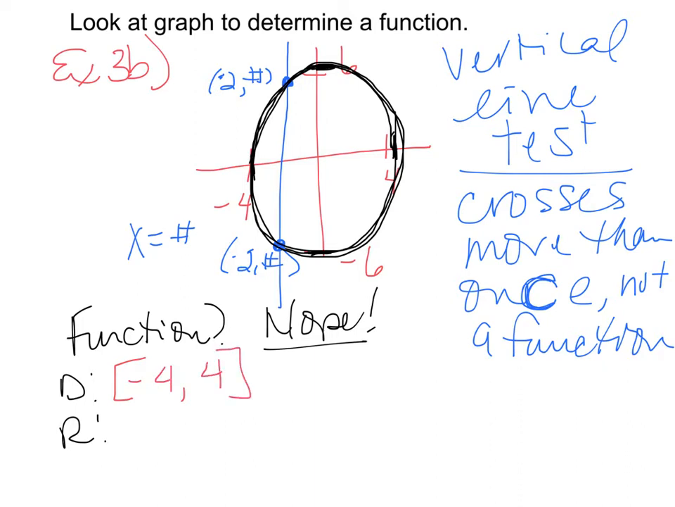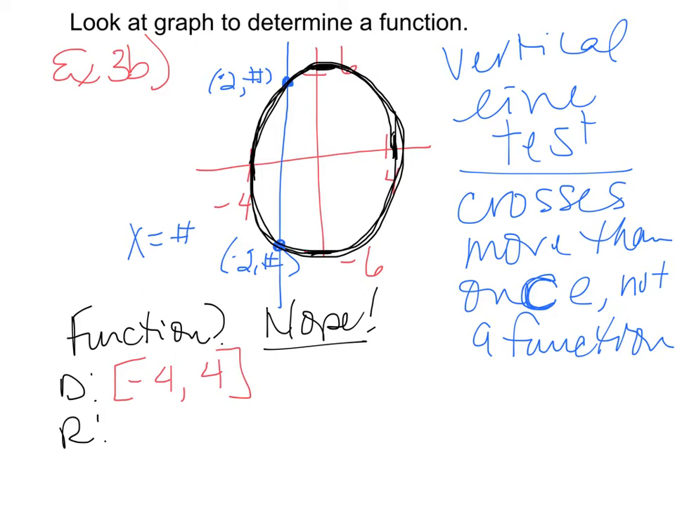Now, why did I put brackets around the -4 and the 4? Good, because they are included. Those values are part of my graph. The only way it would not be included is if you have a hole in your graph there. Cool, let's check out the range.